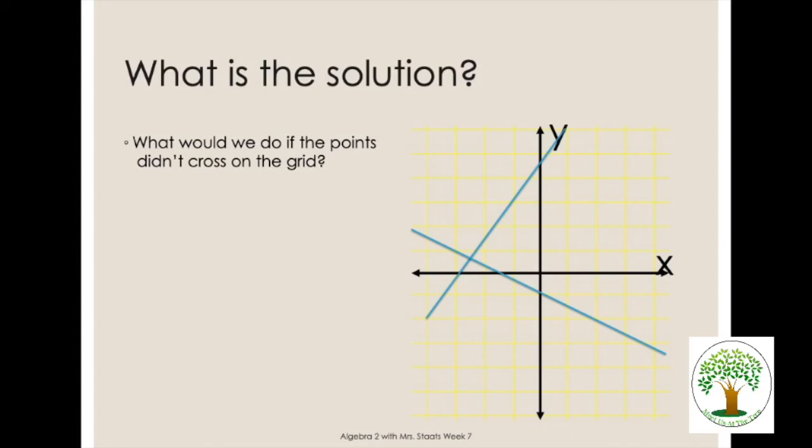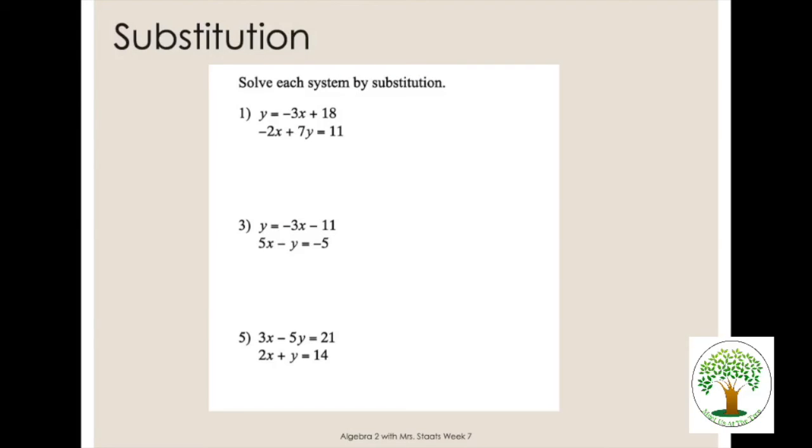Those ones you were doing all along always crossed on the grid. They were on nice integers. They weren't at these decimals. So we need something else. We need a different method to do this. So here's our first method.